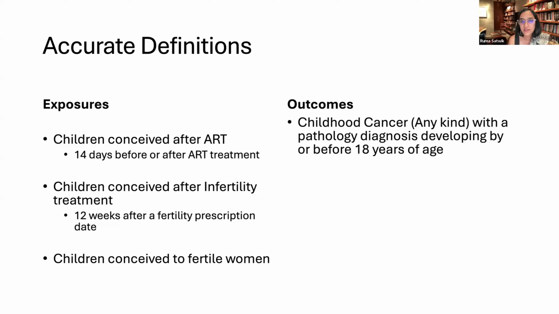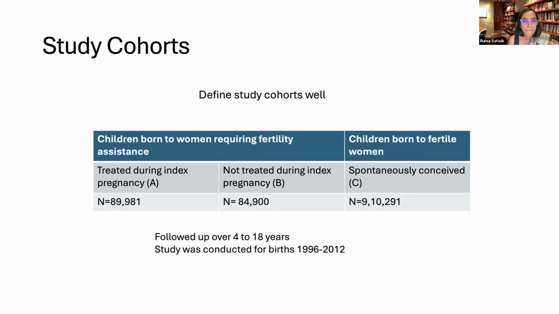Outcomes are childhood cancer, any kind, with pathology diagnosis developing by or before 18 years of age, right? Now, once you have your definitions, you define your study cohorts and study. So we're talking about a retrospective cohort study.